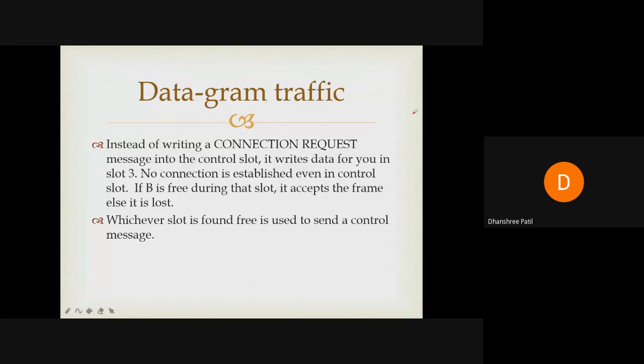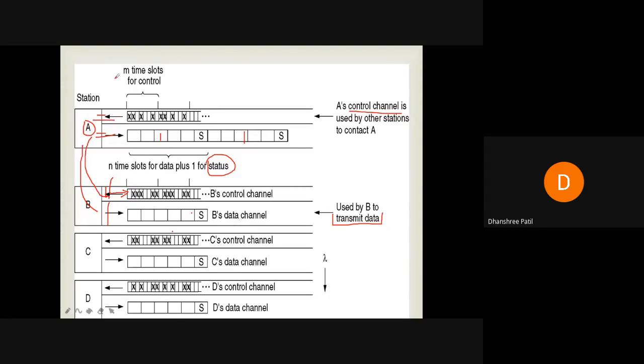So how does this work? Instead of writing a connection request message into a control slot, it writes the data directly in slot 3. That means, earlier, first A sends a connection request to B's control channel, and if it is approved, then it sends data. So in case of the datagram, or the third class type of communication, instead of requesting the connection first, A will directly send the data.